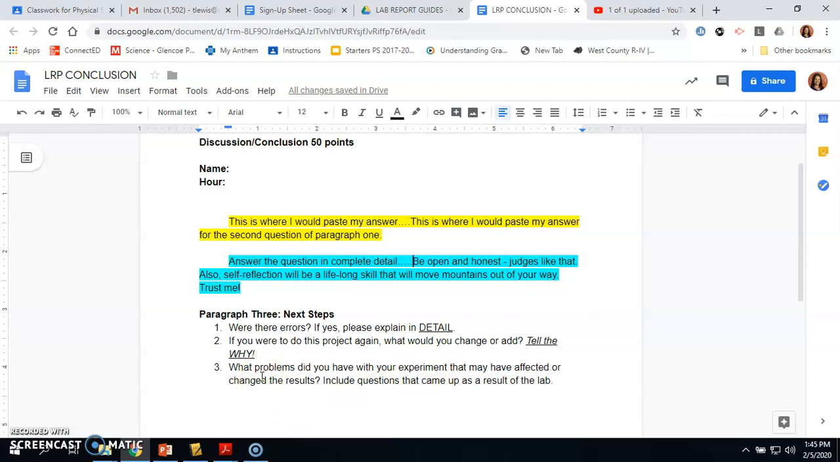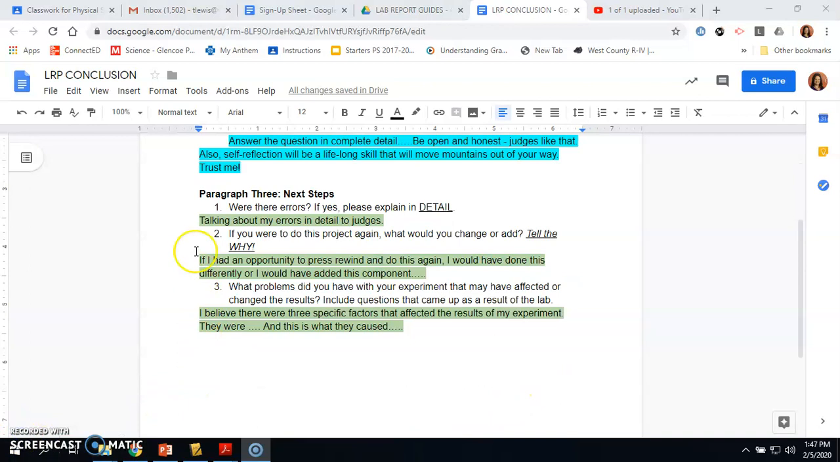Question 3, what problems did you have with your experiment that may have affected or changed the results? So I want you to discuss that and include questions that came up as a result of the lab. So as you did the lab, your experiment, did you have things that came up that left you with more questions than answers? I want you to talk about both of those things if they existed. One of them should have.